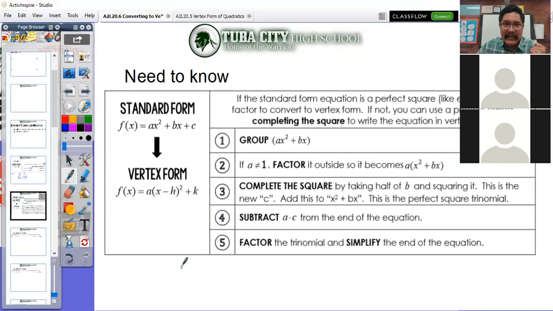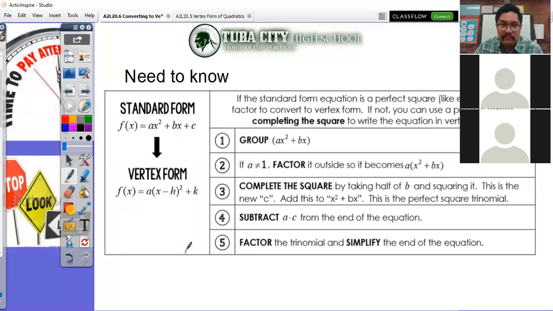But what we need to know right now for today's lesson is that we're turning standard form into vertex form, because if you remember from the other lesson, graphing in vertex form is actually kind of easy, and it's a little bit faster. So sometimes you might want to put something in vertex form. In this case, we're trying to look for something that's like a perfect square, basically like the 4 exercises that we just did. So we've got to factor it and then convert it to vertex form. If not, you can use a process called completing the square to write the equation in vertex form.